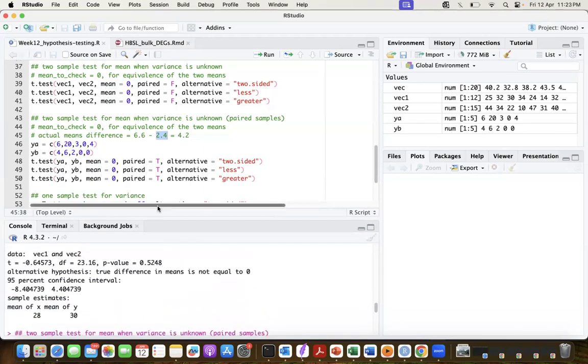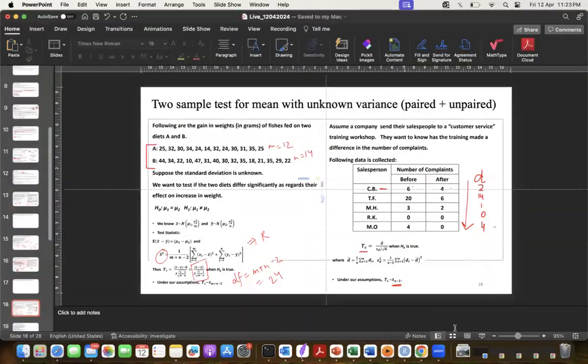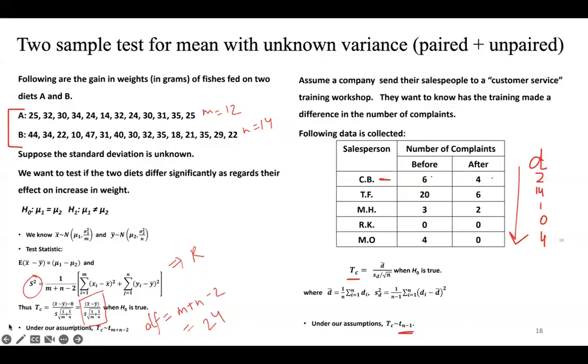Okay, so in both cases, you are accepting the null hypothesis. Are we good till here? Yes, ma'am. Okay, so we will accept H naught in both cases. All right, okay.